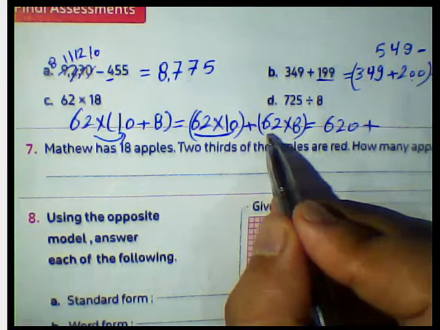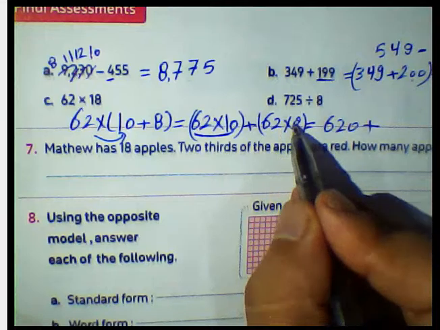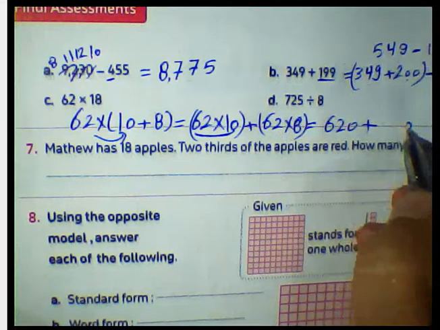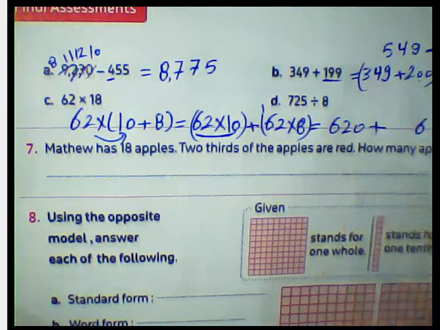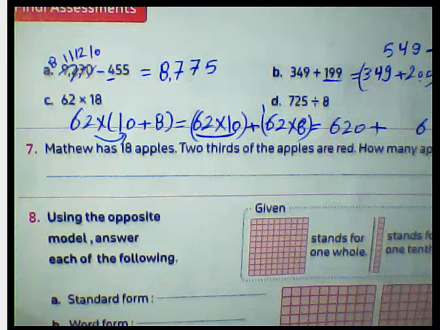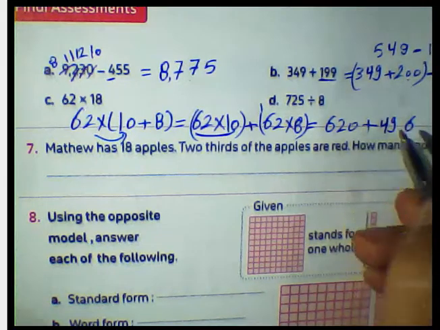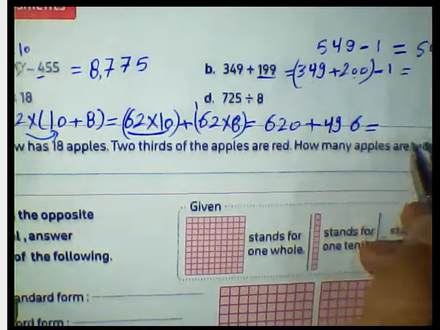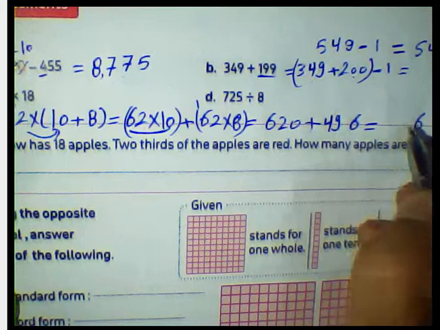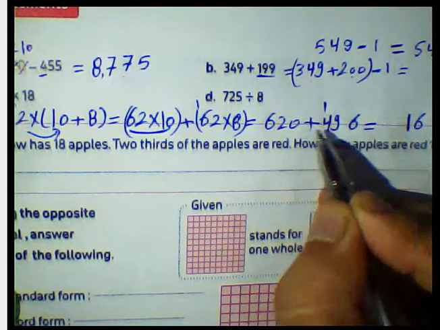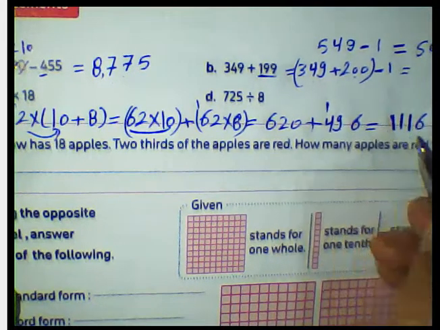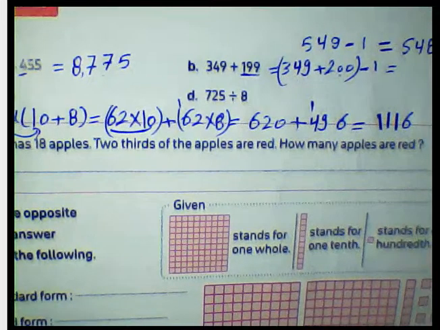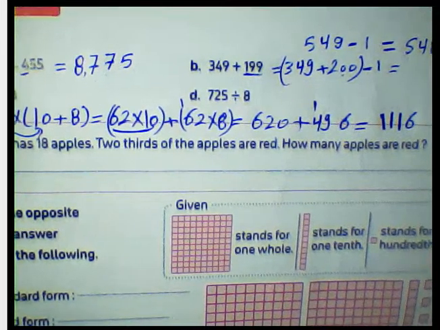Then we can find the result about 62 times 8. 2 times 8 equals 16, write 6 and carry up 1. 6 times 8 equals 48. 48 plus 1 equals 49. Then we can find the result. 6 plus 0 equals 6. 9 plus 2 equals 11, write 1 and carry up 1. 5 plus 6 equals 11. So the result will be 1116.